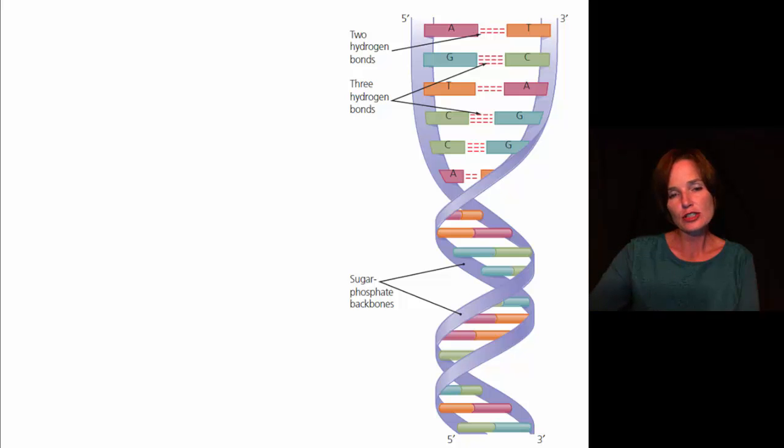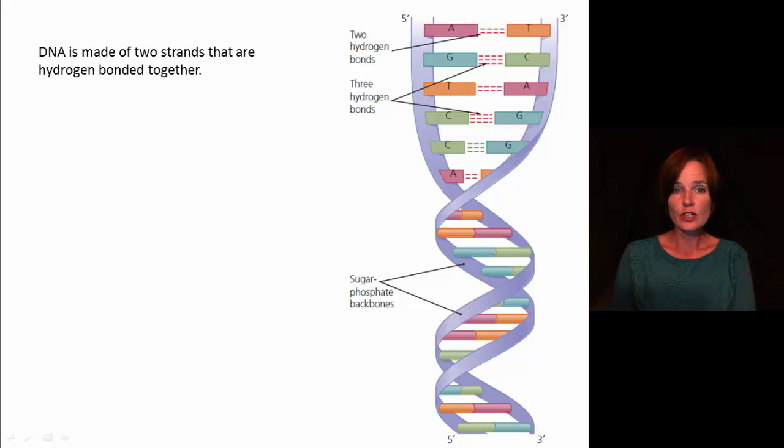And so if we point out just some overall characteristics that we do want to understand about the structure of DNA, first of all, DNA is a double-stranded molecule. And that is referring to the fact that it's made of two strands that are hydrogen bonded together. So in this picture, the little dotted red lines that you see down the middle, that would be those hydrogen bonds that you would find between the base pairs.